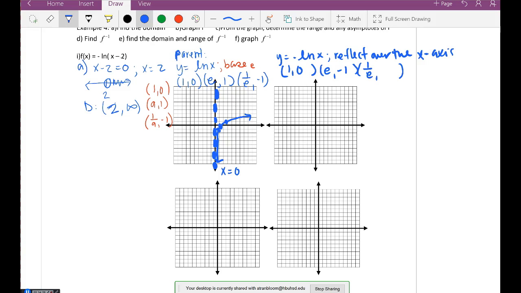1 over e, comma what? I'm sorry, one more time. It used to be negative 1, Victoria. Okay. You reflected it over the x-axis. So whatever's on the top, it is now on the bottom. Whatever's on the bottom, it is now on the top.